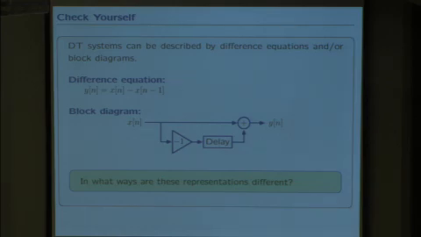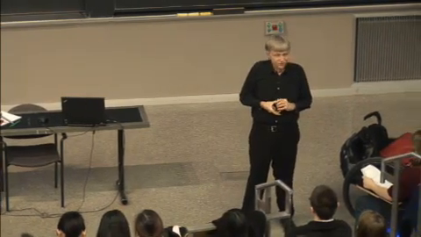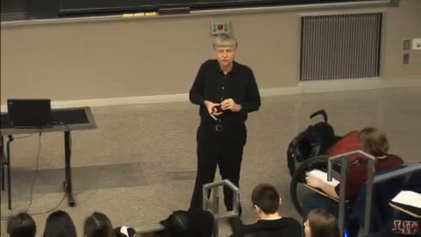What's good and bad? What are the relative merits of difference equations versus block diagrams? Take 30 seconds, talk to your neighbor, figure out some good feature of each.